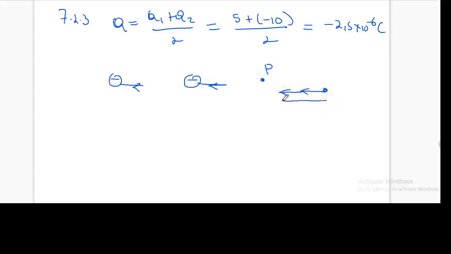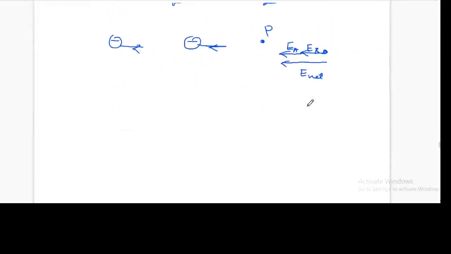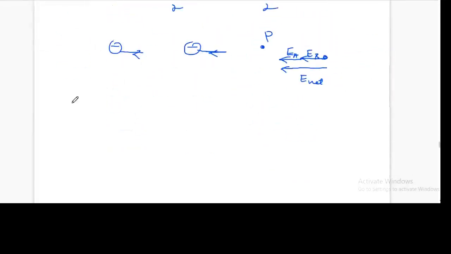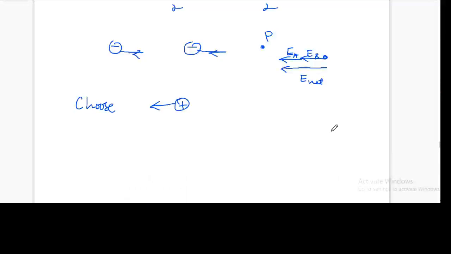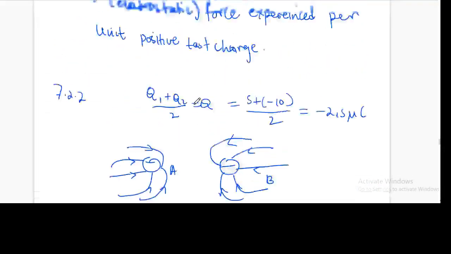So the net electric field will go to the left, you see. Here I have EA and EB, and then this is E net. Now I can choose my direction, because all of them are going to the left. I choose left as positive. Okay, choose left direction as positive.